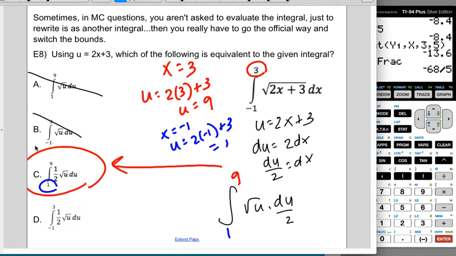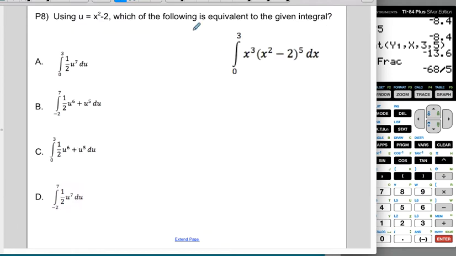Now, some of you are probably saying, but Hogan, once we got the 1/2, couldn't we have just recognized that the bounds definitely change, and that makes D automatically wrong? And yeah, that's a solid good guess. All right, so go ahead and try this one.